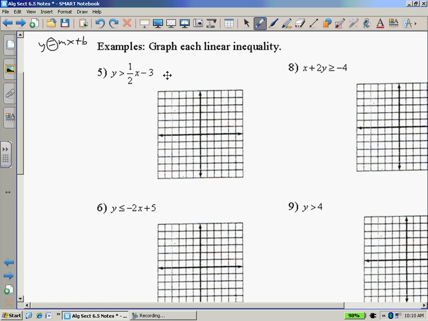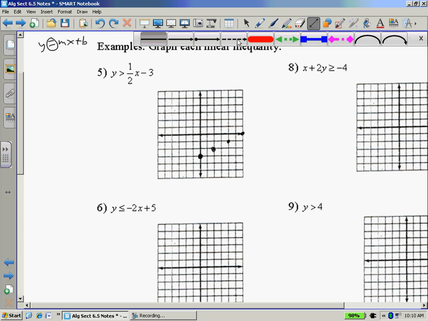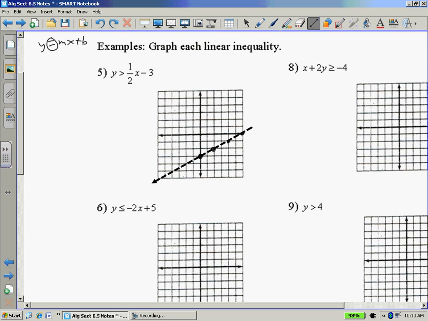Graph each linear inequality. We're going to go down 3. That's interesting. We just graphed this. That should pick that point. 1, 2, 3. We're going to rise 1, run 2. It's going to be a young man, so it's going to be a dotted line. And we're going to shade. I like to use just cross-hatching here. Eat the y to the sky. So we're going to graph above the line.